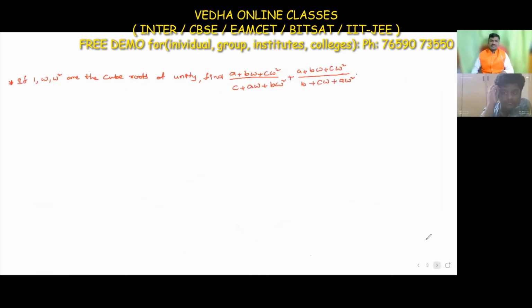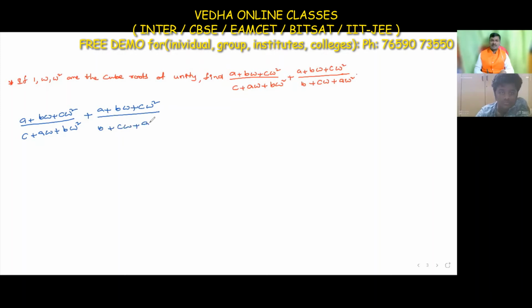Next, 1, omega, omega square are cube roots of unity. Find: (a plus b omega plus c omega square) divided by (c plus a omega plus b omega square). In this problem, first I am writing as it is: (a plus b omega plus c omega square) divided by (c plus a omega plus b omega square), plus (a plus b omega plus c omega square) divided by (b plus c omega plus a omega square).